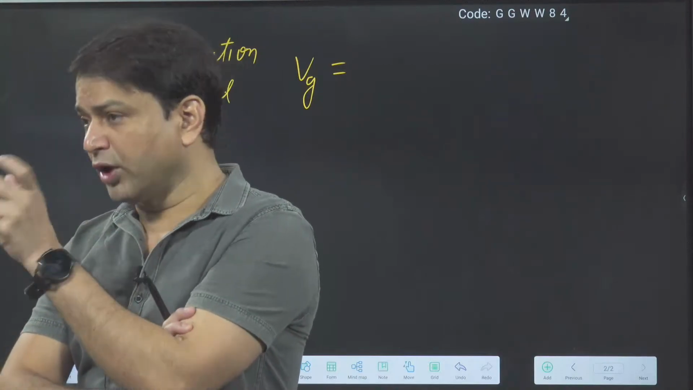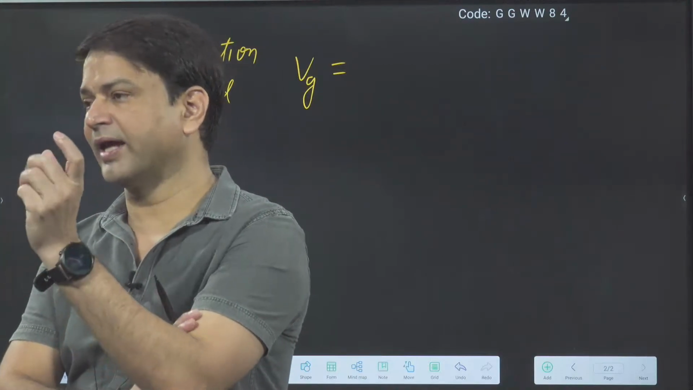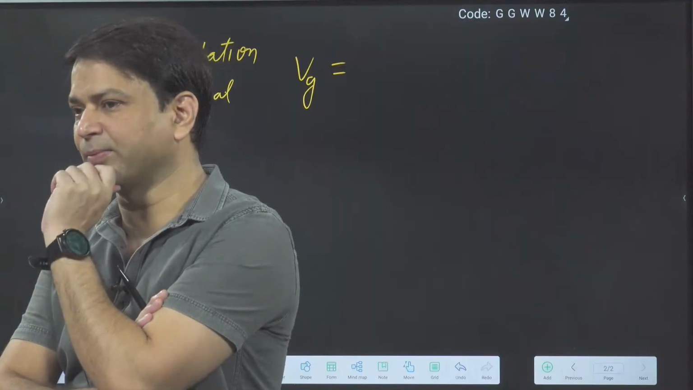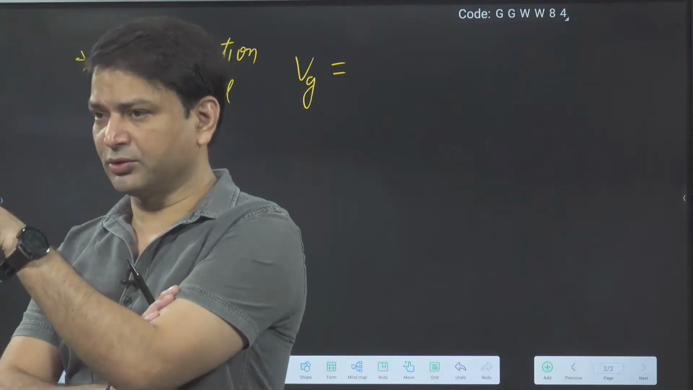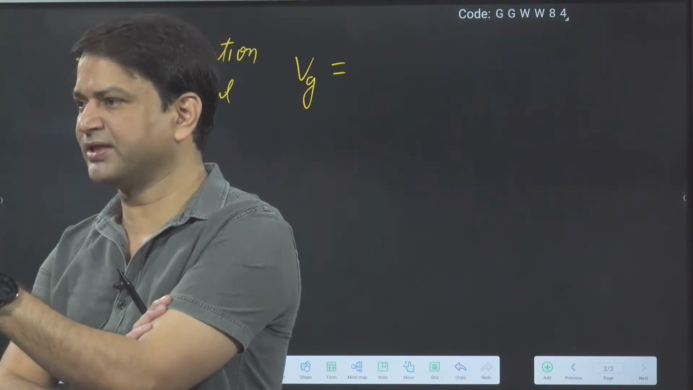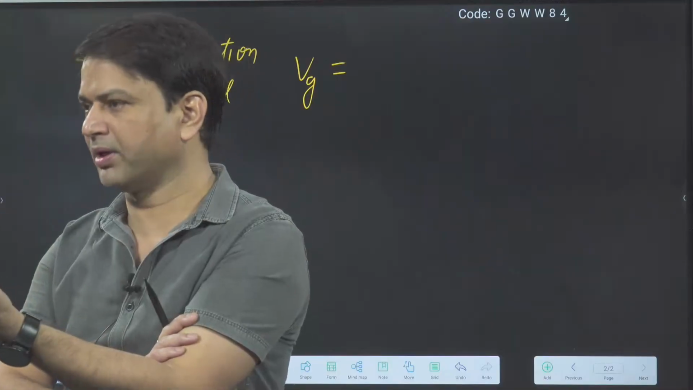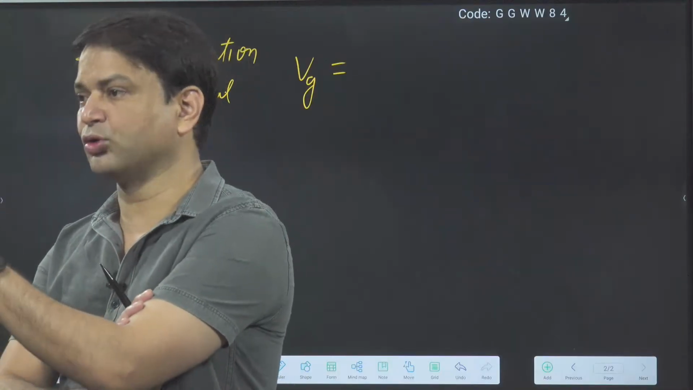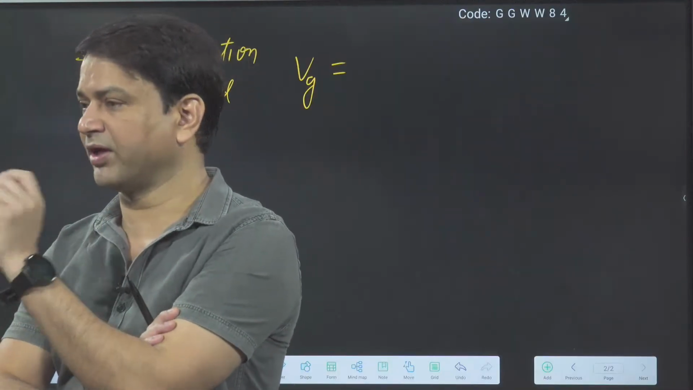So if you are using these formulas, then when you are using gravitation potential GM by R, you have to know the dimension of capital G. I said you don't have to just remember it, but you have to know it. Then you can find the gravitation potential.